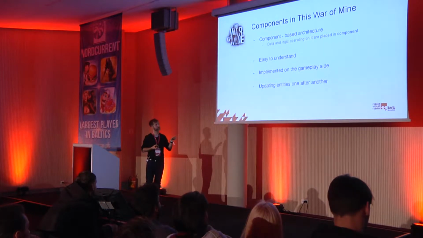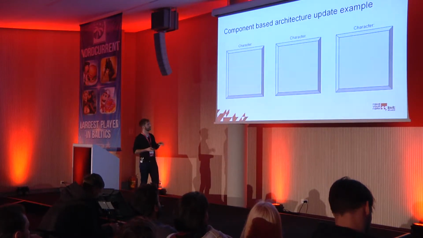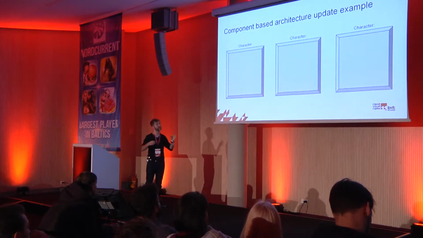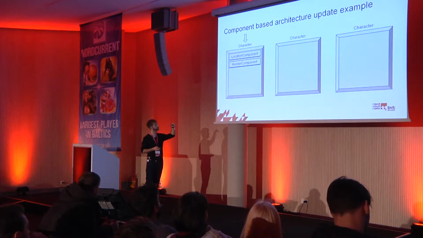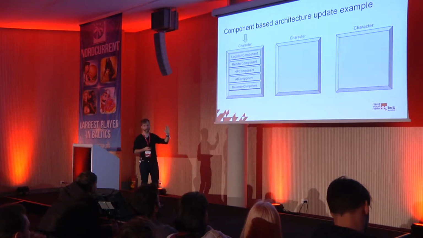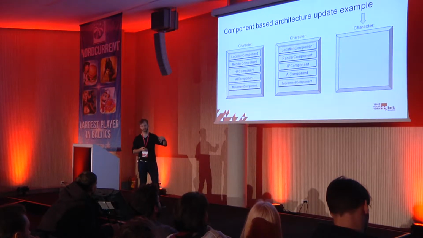And in this model, we are updating entities one after another. When we are updating an entity, it updates all of its components. An example: if we have 3 characters in This War of Mine, when the game tick comes to update all of them, the first character is updated, its first component is updated, then the second component, then the third component, and so on. When we've updated all the components, we move on to the second character, we update its components, and so on, and we move to the next character. That's obvious, okay?